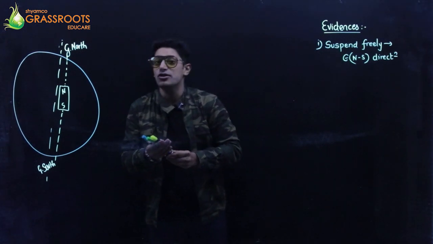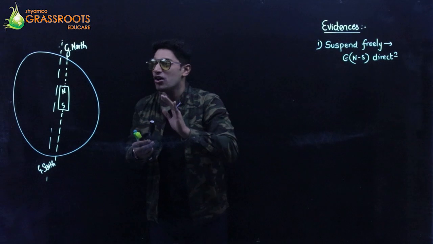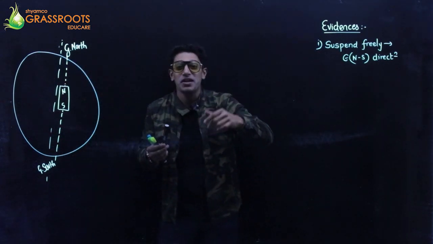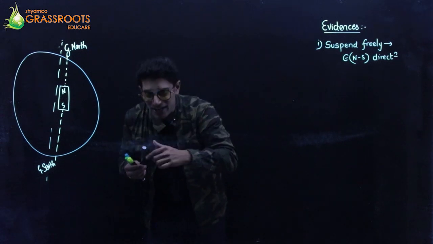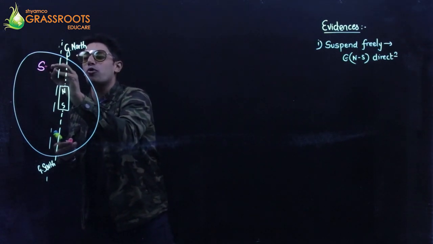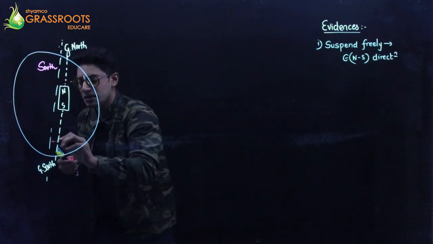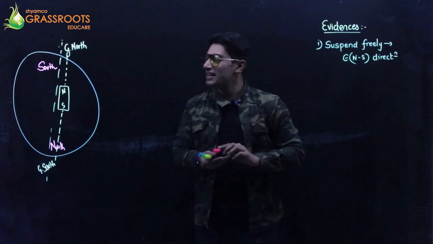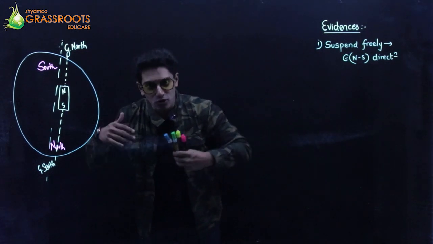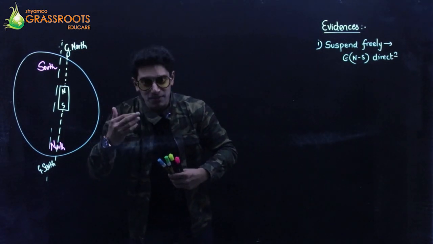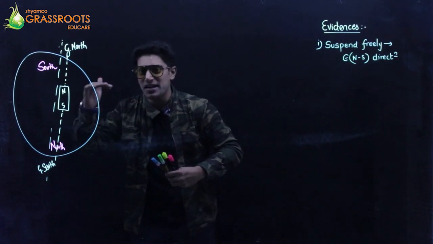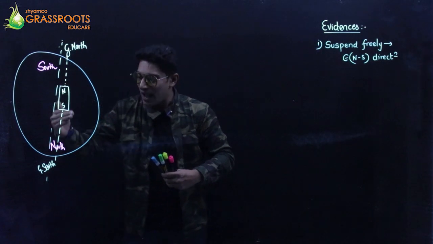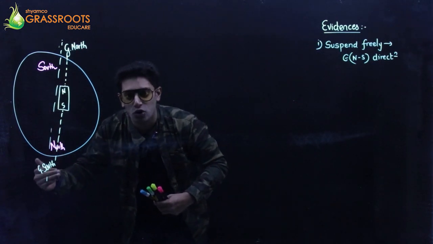Right, I can conclude that Earth on a whole behaves like a magnet in which the south pole is up and the north pole must be down. Yeah, now that's awesome. Listen, Earth is also a magnet, and Earth's magnet has south polarity up towards the geographic north and north polarity down towards the geographic south.